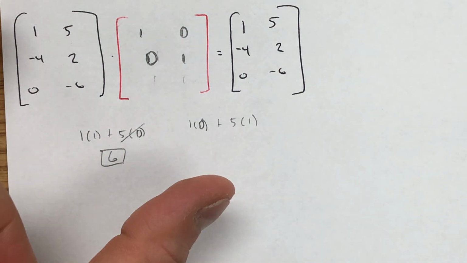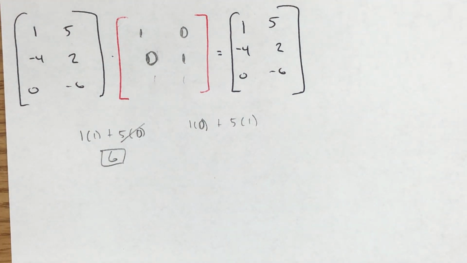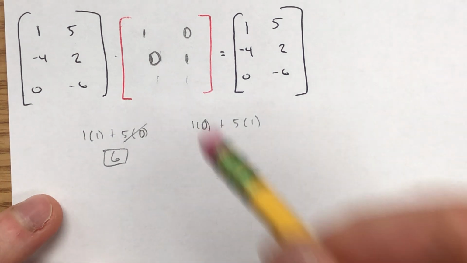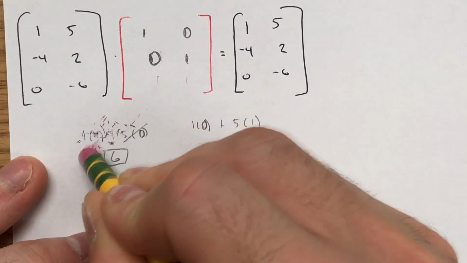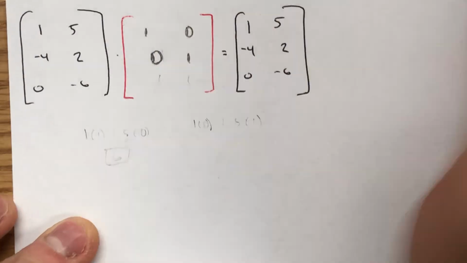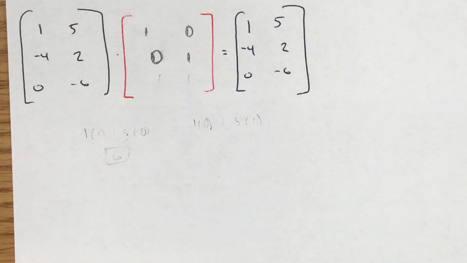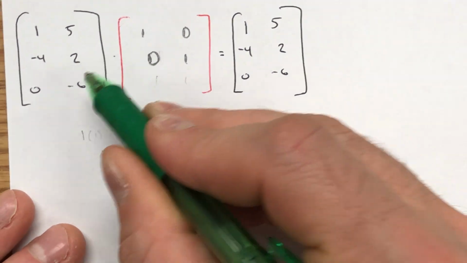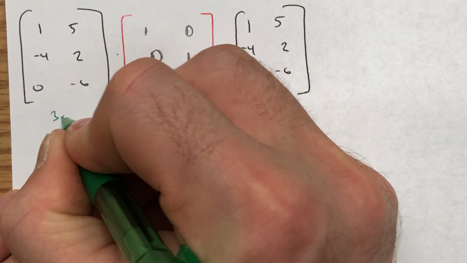Now that was a long walk for a short drink of water. So there's got to be an easier way to do this. And there is. So now that we've seen how this works, let's go ahead and get rid of this right here. And let's look at the dimensions of the matrix. Horrible erasing job, but oh well. So the dimensions of this matrix are a 3 by 2.